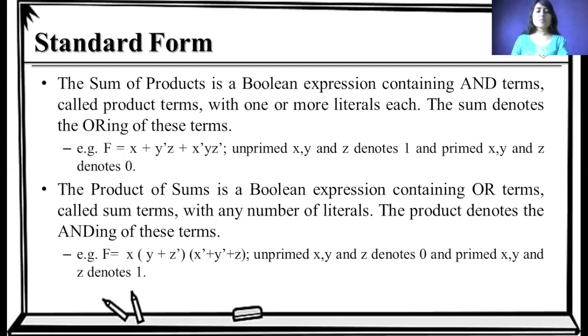Here the unprimed variables x, y, z denote 0, and the primed ones, that means x', y', z', denote 1, which is exactly opposite of SOP, or sum of products. So this is how we can represent any logical function in standard format.